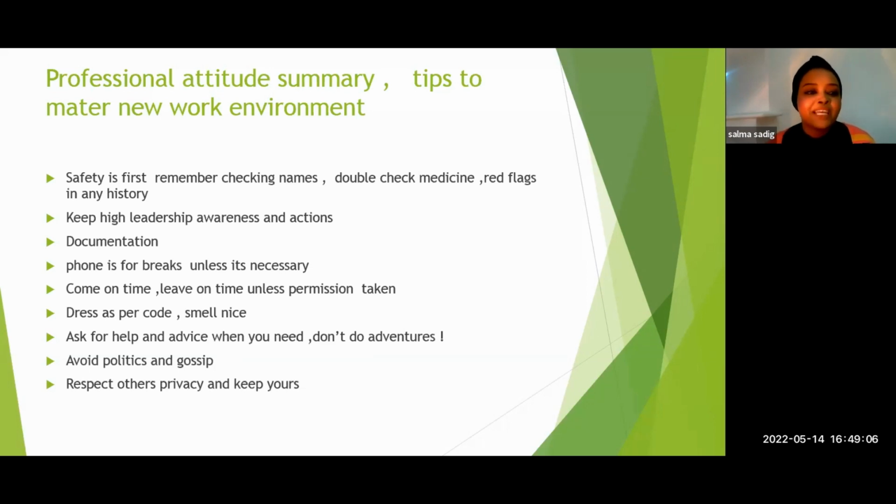So just to sum up, safety is first. Remember checking names, double check medicine, red flags in any history, keep high leadership awareness and action, documentation. Phone is for breaks unless it's necessary, come on time, leave on time unless permission taken, dress code, smell nice, ask for help and advice, don't do adventures. We don't do adventures as doctors. Avoid politics and gossip, and that's for ladies and gentlemen, I insist, and respect others' privacy and keep yours.